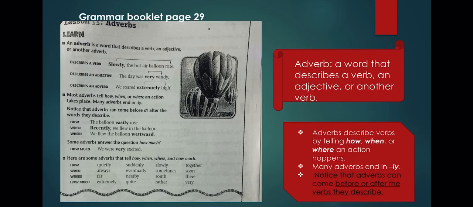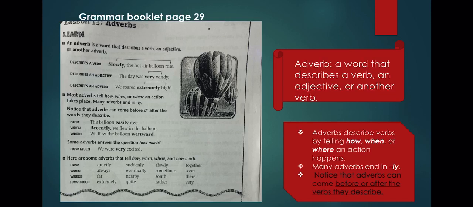Notice that adverbs can come before or after the verbs they describe. The adverb describes the verb by telling you how, when, or where. You have examples here: The balloon easily rose. The balloon rose easily. How did it rise? Easily. So easily describes the verb rose.